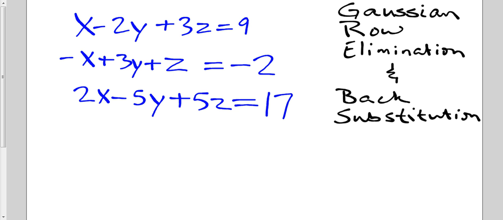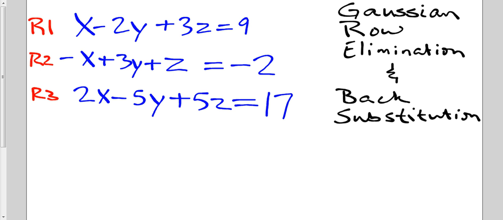Now, this one's pretty easy because I can add 2 equations to each other to get rid of 1 variable. Top 2. I can add those 2 together, and what's that going to get rid of, Henry? As x's, okay? So let's add. I'm going to label these row 1, row 2, and row 3.